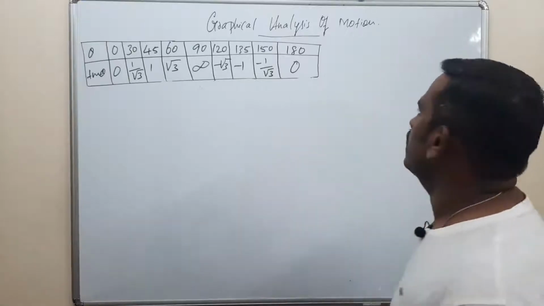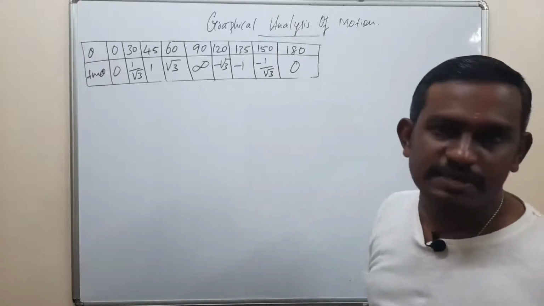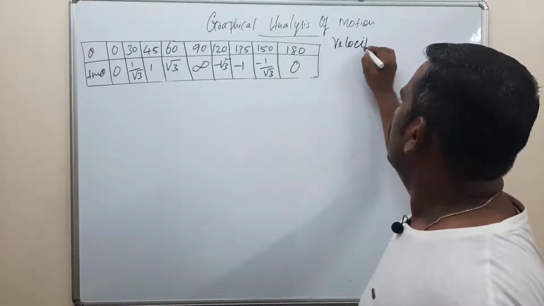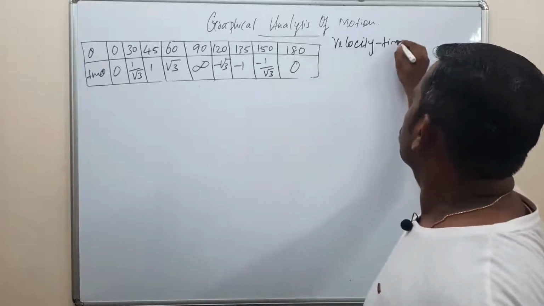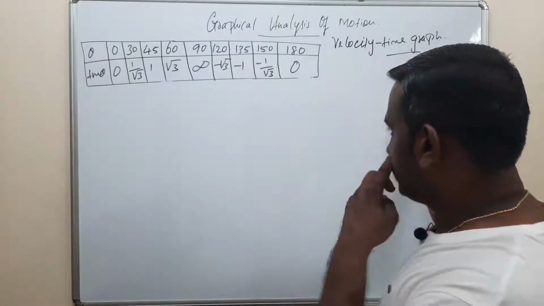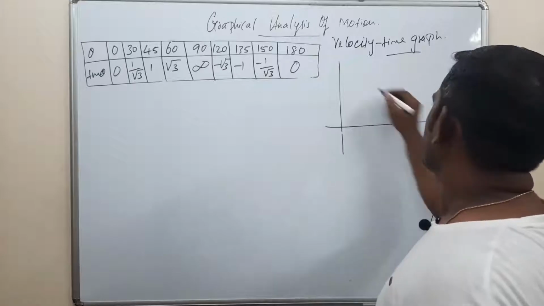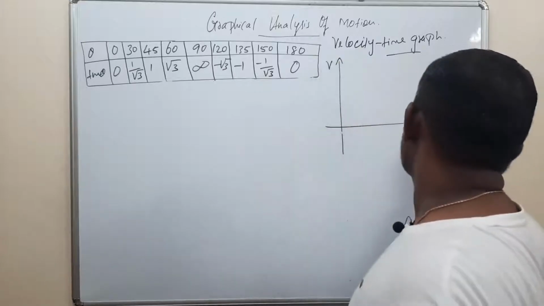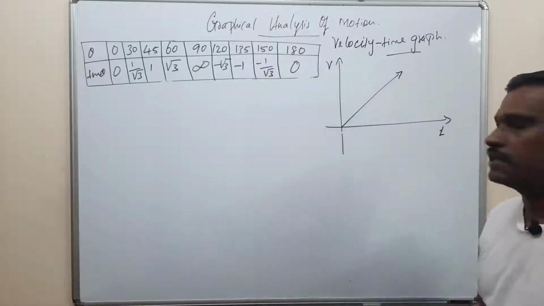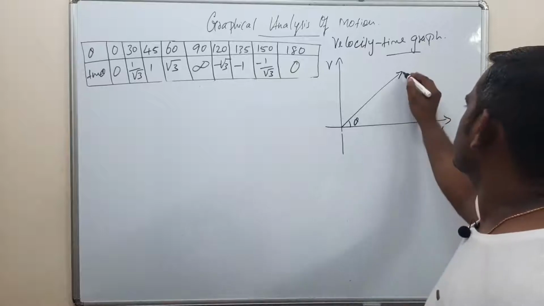So the next is the velocity time graph. So far we have discussed the displacement time graph. Now consider a velocity time graph, velocity versus time. The graph makes an angle theta with the x-axis.